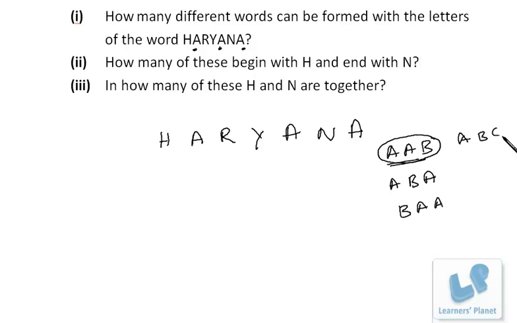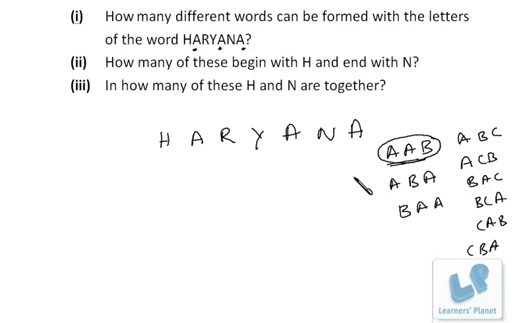Suppose I have ABC, then how many ways will be there? ABC, ACB, BAC, BCA, CAB, and CBA, right? So in this case I have 6 arrangements, but in this case I have just 3 arrangements. Why? Because 2 letters are same, right?